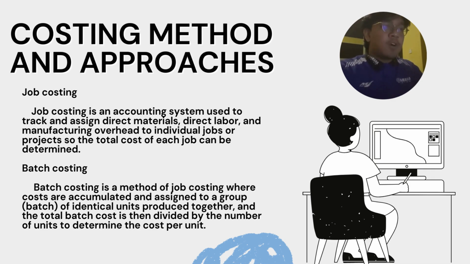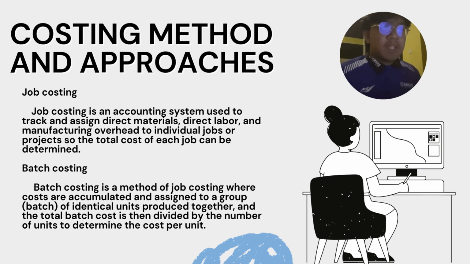For today, I will be talking about costing method and approach. So, what is job costing? Job costing is an accounting system used to track and assign direct materials, direct labor, and manufacturing overhead to individual jobs or projects, so the total cost of each job can be determined.